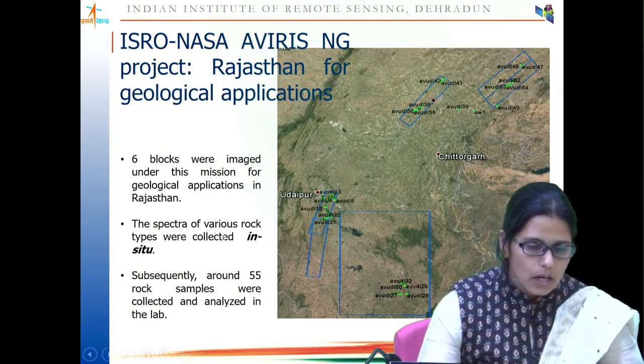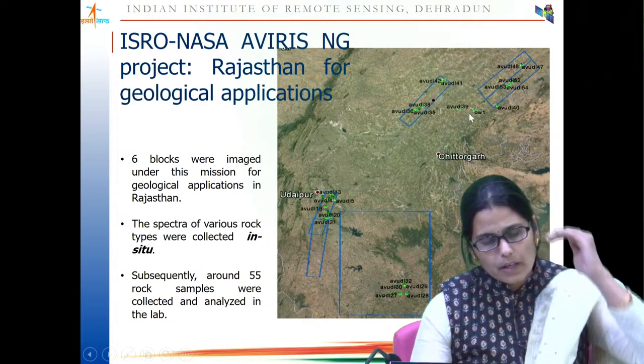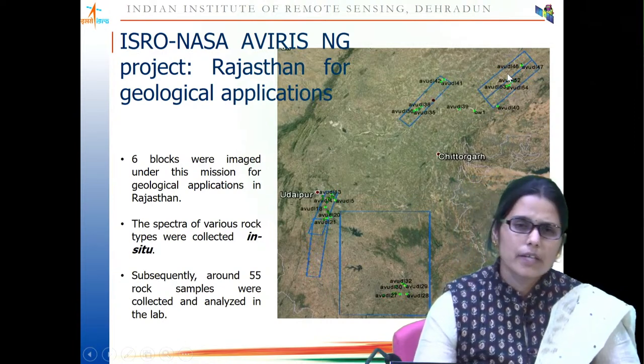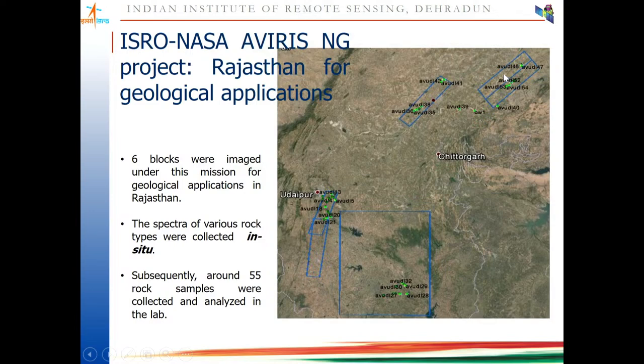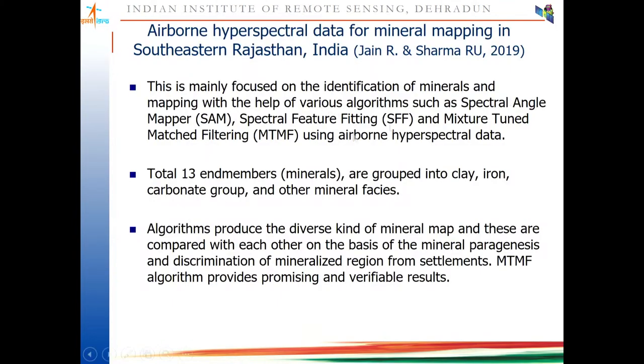So during the time when the sensor was collecting the images from a height of 1-2 kilometers in the sky, we were there in the field, collecting the samples and the spectra simultaneously of the same rock types in the field. This is the standard FCC, and we have compared them on the following criteria: identified minerals and the algorithms that we have identified.